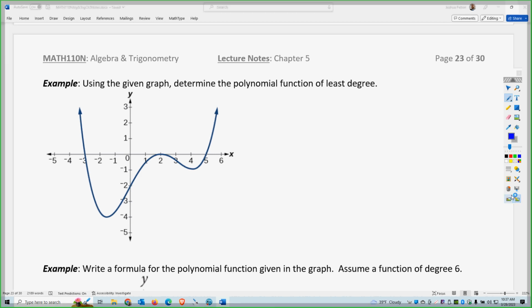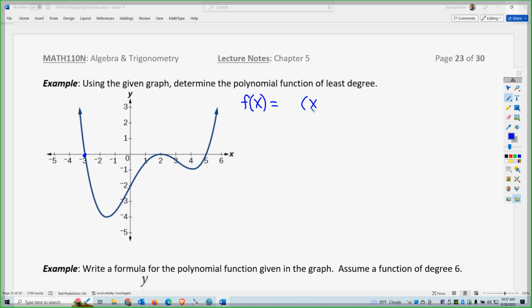This is part 3 of chapter 5, section 3. Okay, so we're going to determine the polynomial of least degree for this graph. Because here's the thing, if I figure out the x-intercepts here, the x-intercepts are clearly at -3, right?